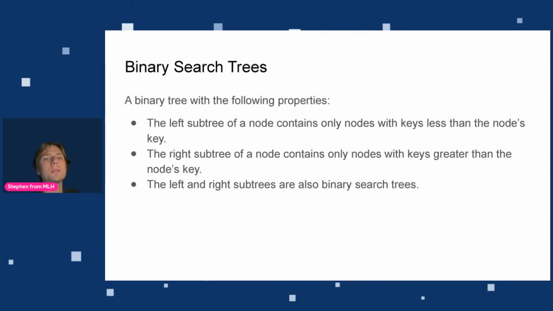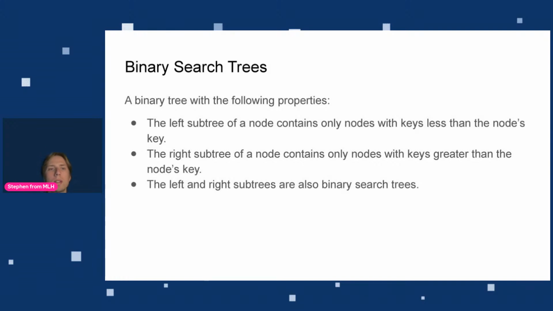So a binary tree with the following properties is a binary search tree. First, the left subtree of a node contains only nodes with keys less than the node's key. So in other words, everything to the left is going to have a value less than those roots. And then the right subtree of a node contains only nodes with keys greater than the node's key. So on the right-hand side, you would have values that are larger. And then the left and right subtrees are themselves also binary search trees. So you can think of a binary search tree as many nested ordered trees.